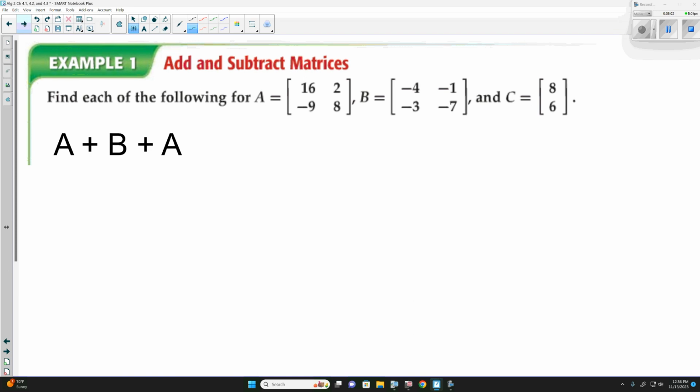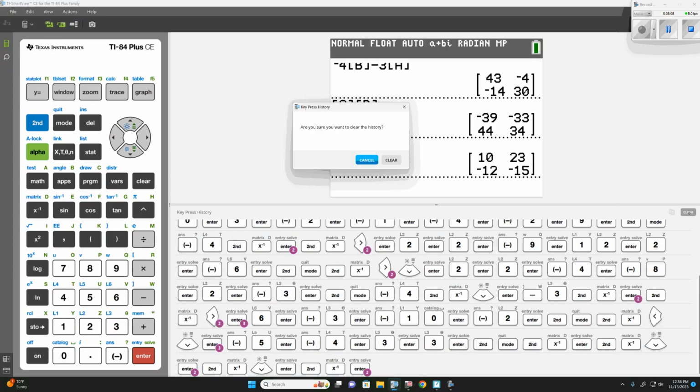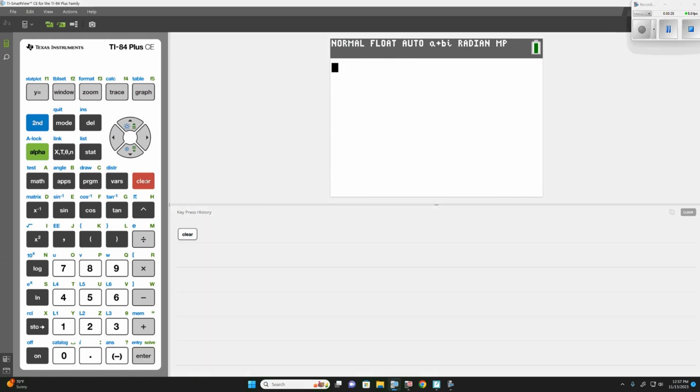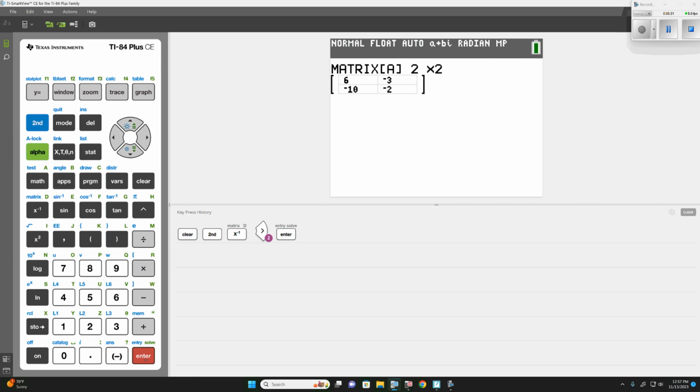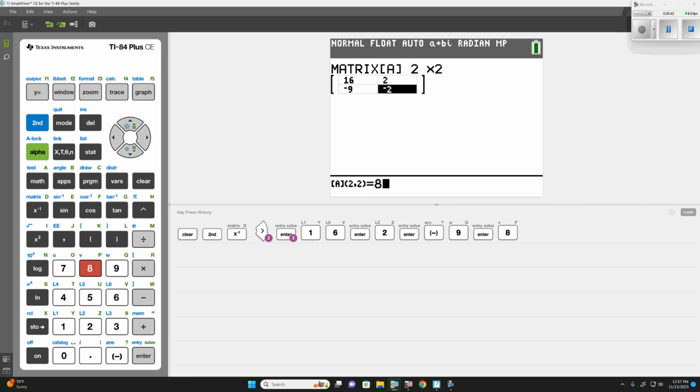A plus B plus A. We can indeed. If we want to plug this into the calculator, first thing we need to do is input matrices A and B for this here. So if we want to input the first matrix, we go second matrix, and then over to edit, and hit enter to input the information in matrix A. Matrix A is a 2 by 2. So we have 16, 2, -9, 8.